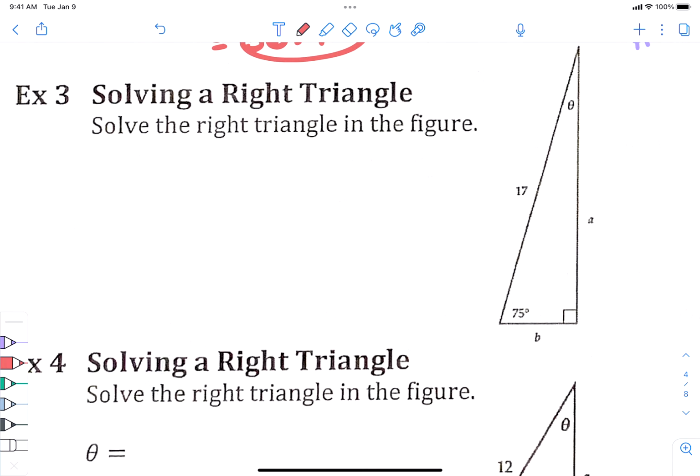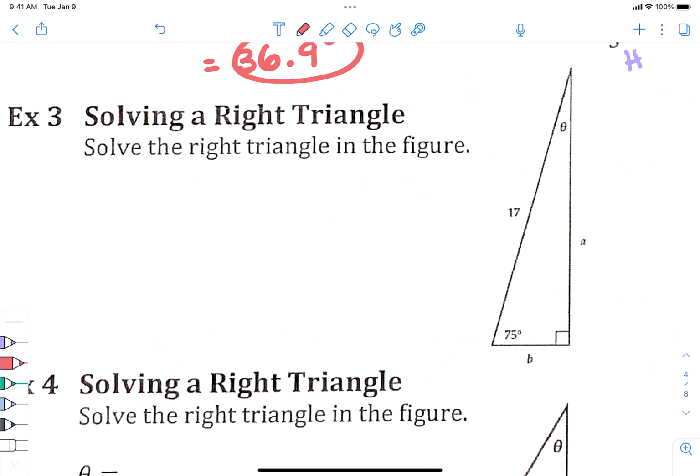Solve the right triangle in the figure. When it says solve the triangle, what are you solving for? All of it. Everything. You're solving for all the things. The 3 variables that we don't know are A, B, and theta.